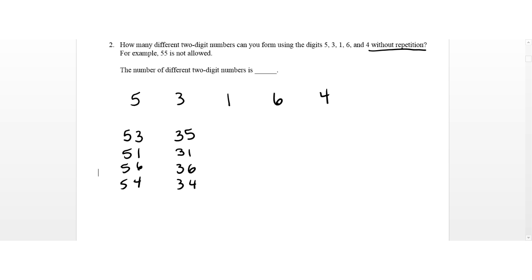Our next number, which is 1, we can create 15, 13. We cannot create 11, but we can create 16 and 14. And then our next number, which is 6. 65 is an option, 63, 61, and of course 66 is excluded, but we can use 64.